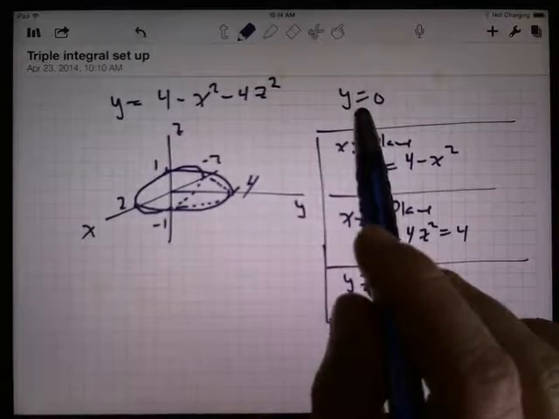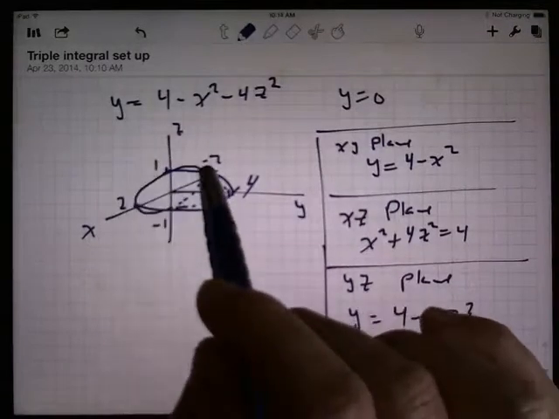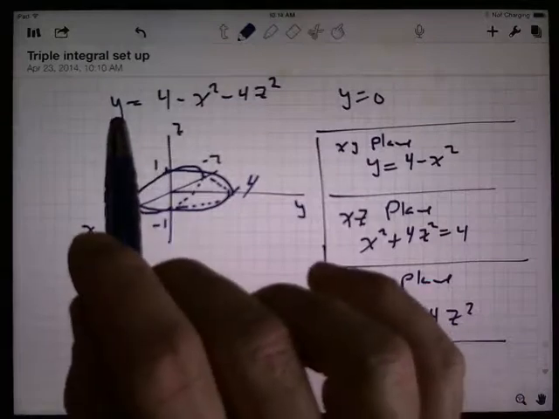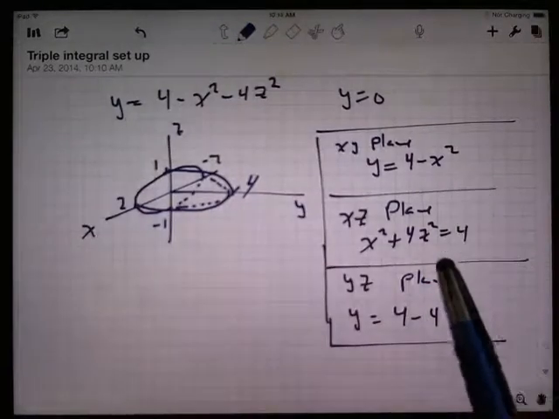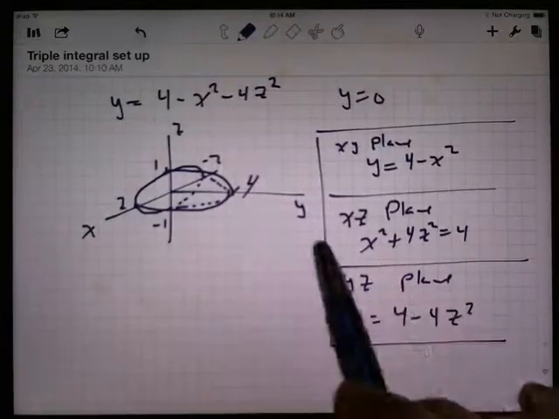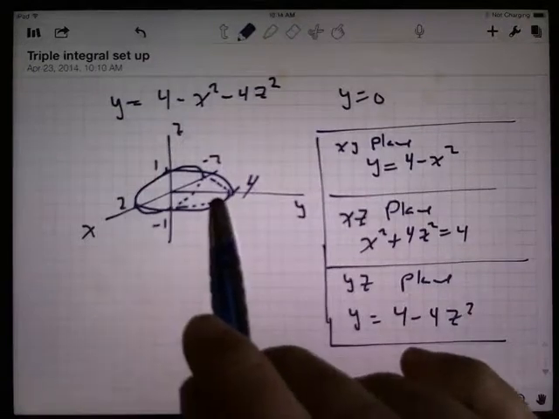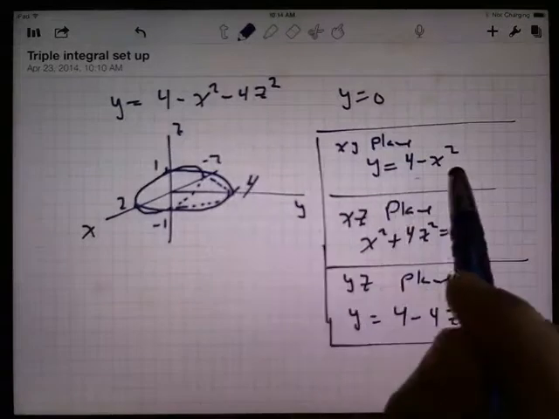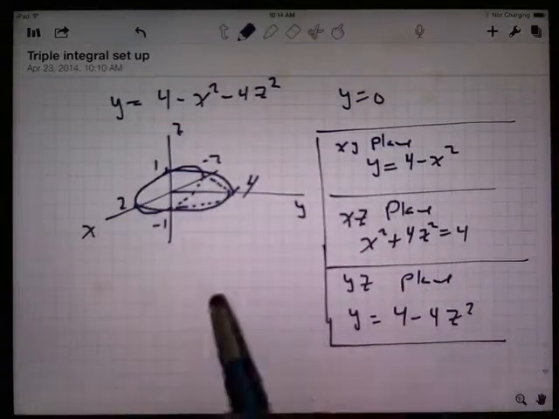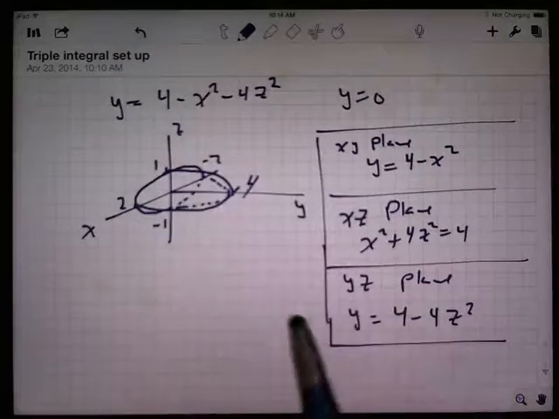I'm cutting it off at y equals 0, so that's the xz plane. In the xz plane, it looks like an ellipse. If I plug in y equals 0, move the x squared and the 4z squared over, you get this equation right there. Other traces of interest: in the xy plane, that is, let's set z equal to 0, the equation looks like this. And in the yz plane, that is with x equal to 0, you're looking at that parabola.